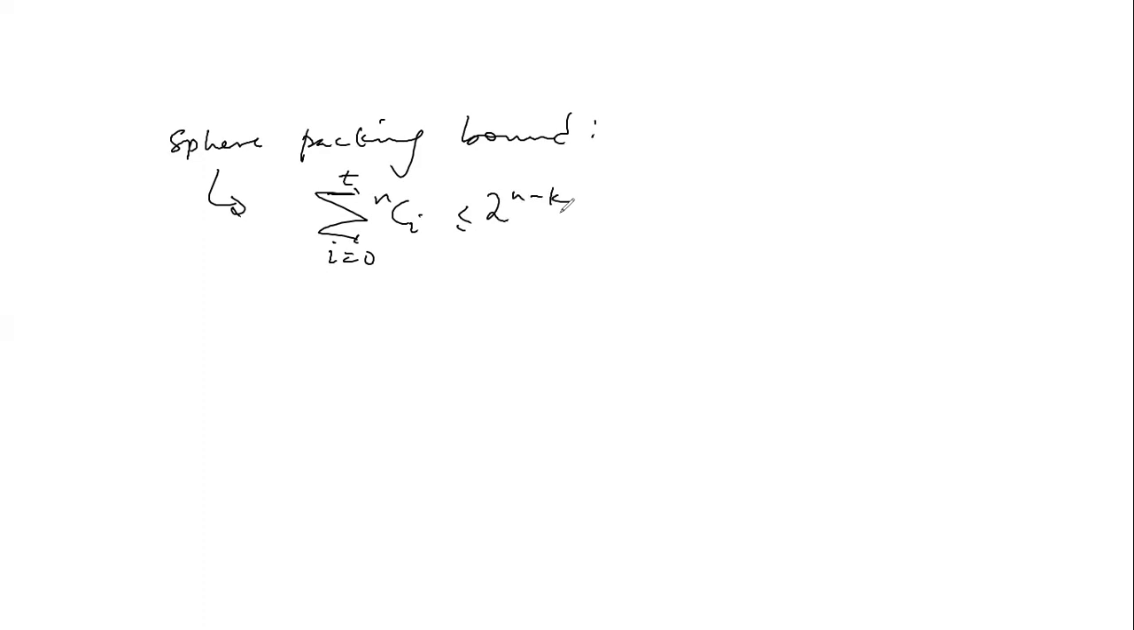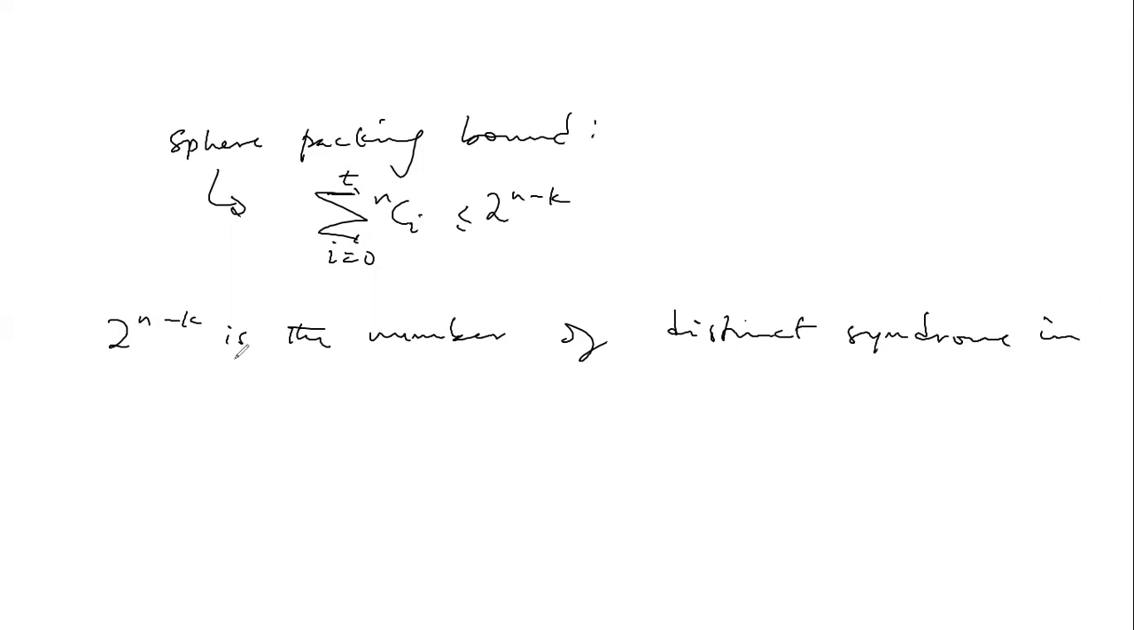But there's a caveat here, because you can see we don't have minus 1. The 2 to the power of n minus k is actually the number of distinct syndromes in an (n, k) linear block code.